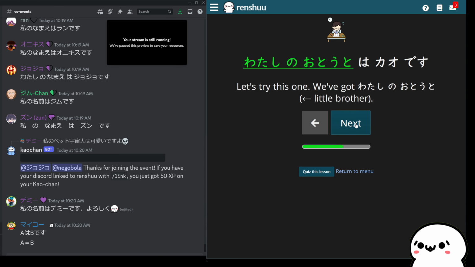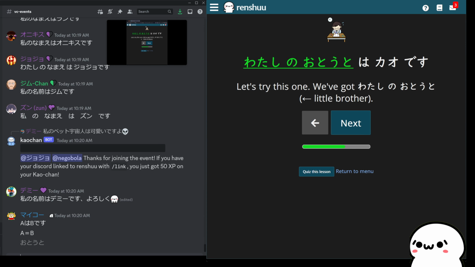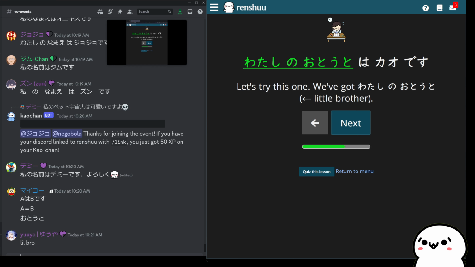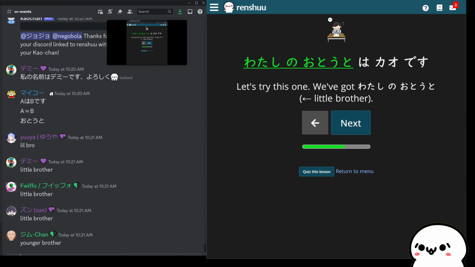Now let's jump away from this just a little bit. We don't have to use namae. We can use other things as well. Again, this no is being used to add specificity, add information to what comes after it. And again, let's take the word ototo, which means, anyone? What's ototo? Aside from a fun word to say. Little bro. Yes, little brother. So if we say watashi no ototo, it's my little brother, my younger brother, my little bro. Whichever works for you.